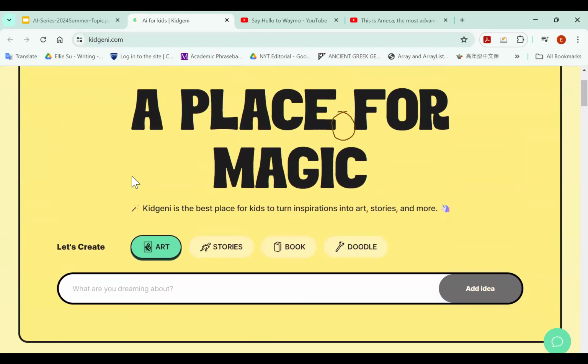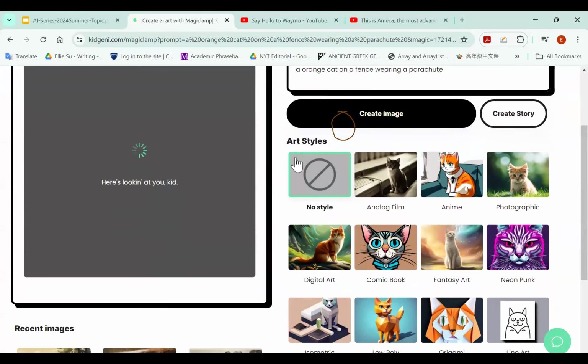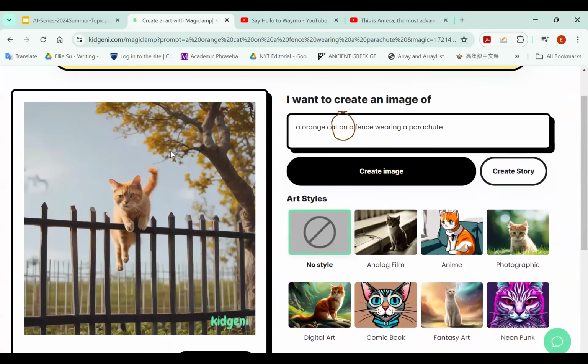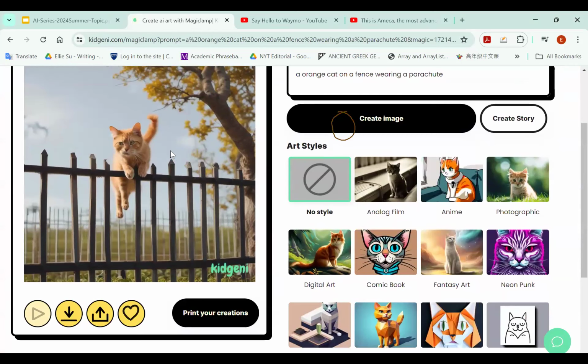For example, can someone give me an example of a piece of art you want to see, or an image? Okay, so someone said, for example, a cat. An orange cat on a fence wearing a parachute. So let's see what it creates with the description. We can choose the style, I guess. And it generates that, which is kind of how we described it.